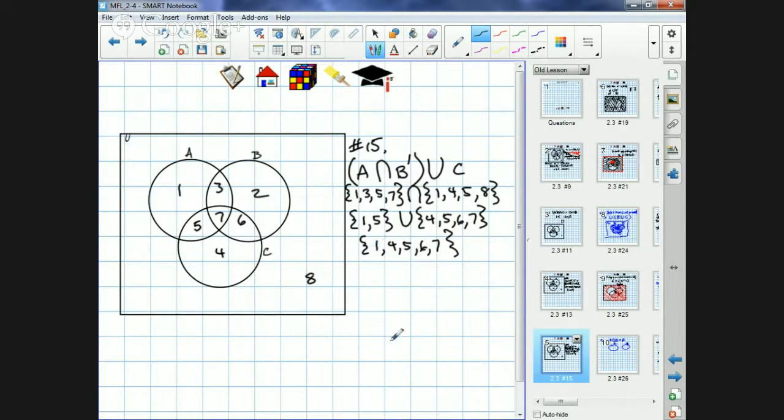Yep. Right. Okay. And then I should check 17 right away because these are all very similar. Okay, I'm going to have to do A union B union C complement.